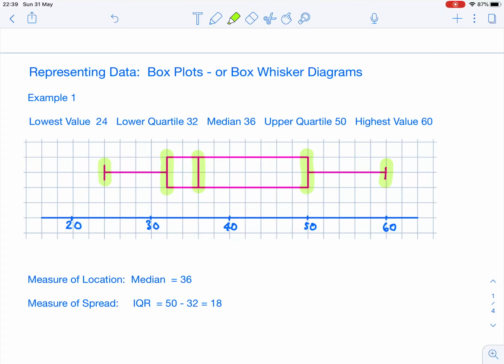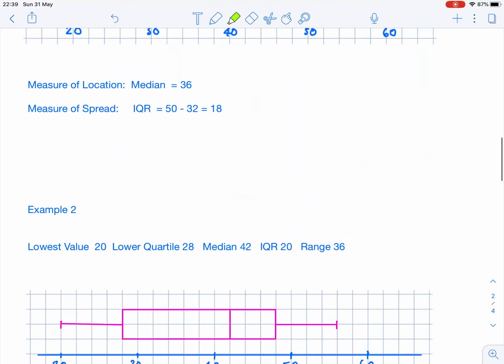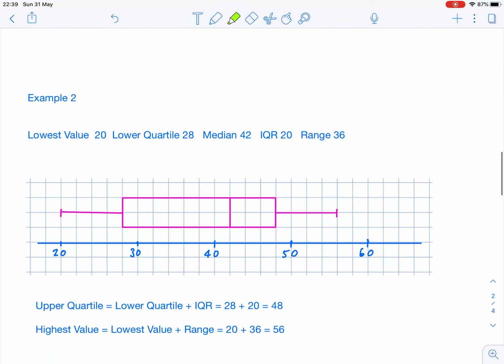Now you're not always given the 5 values that you need, so here's another example. In this example we're given the lowest value, the lower quartile, the median, the interquartile range and the range. So the two missing, we haven't got the upper quartile and we haven't got the highest value, but we can calculate them because the difference between the lower quartile and the upper quartile is the interquartile range. So the gap between those quartiles is 20 in this case.